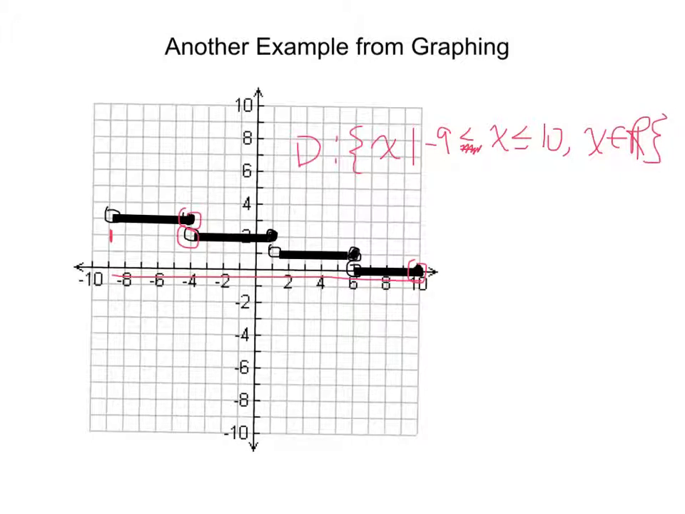Then you're going to look at the range here, and it looks like we've got some integers that are being used.